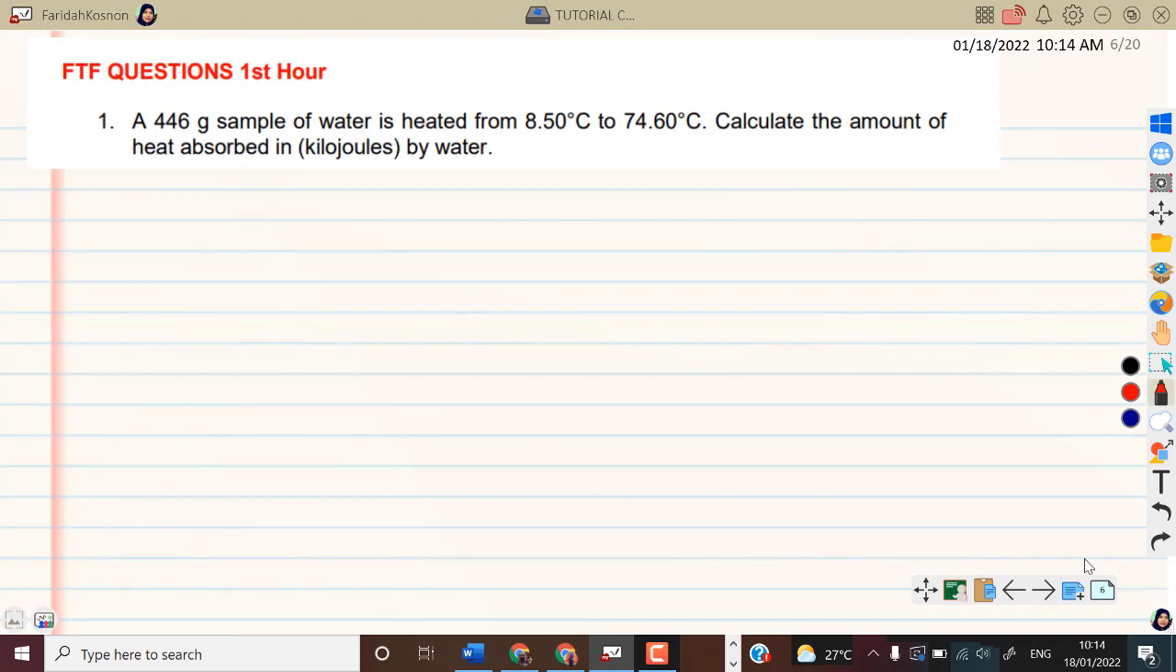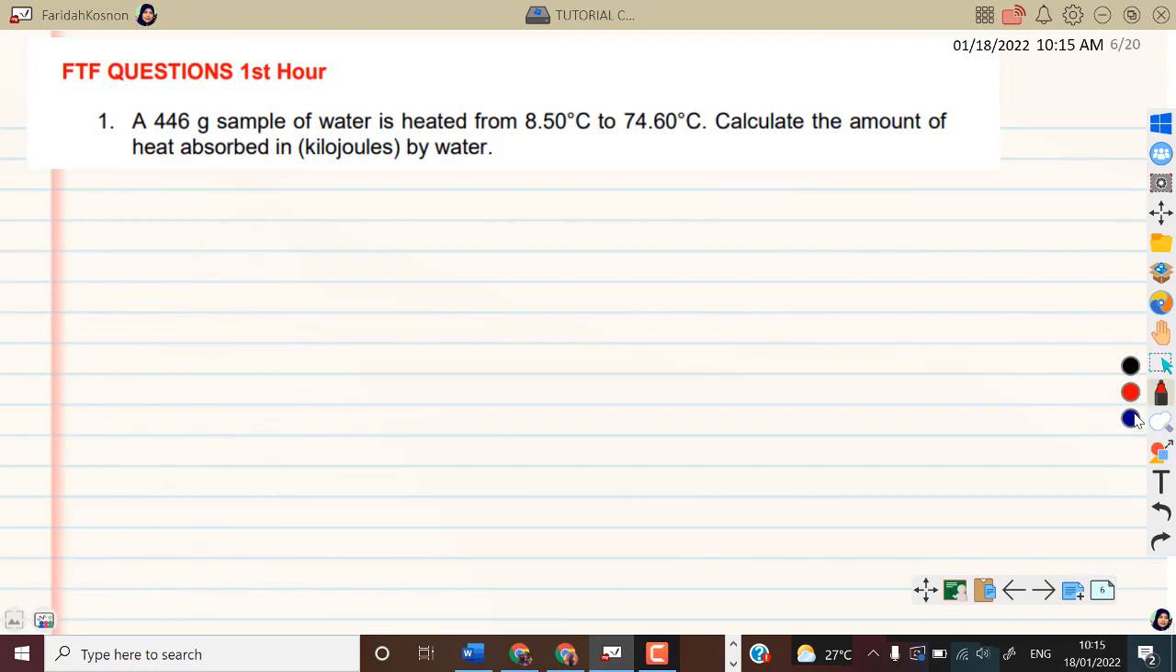Okay, yang ni dah mula masuk kepada calculation and this question cover 2.2 actually. Calorimetry. Okay. 446 gram of water is heated from 8.50 degrees Celsius to 74.60 degrees Celsius. Calculate the amount of heat absorbed in kilojoules by water.